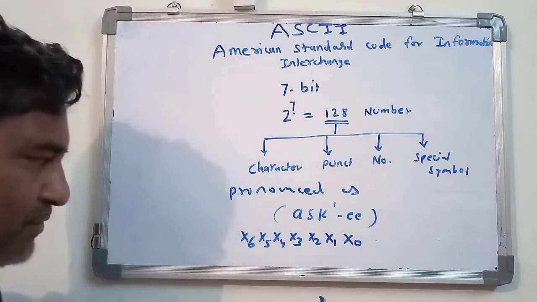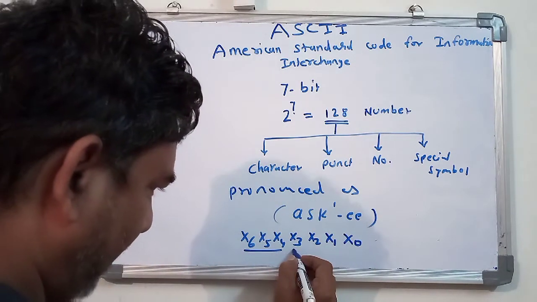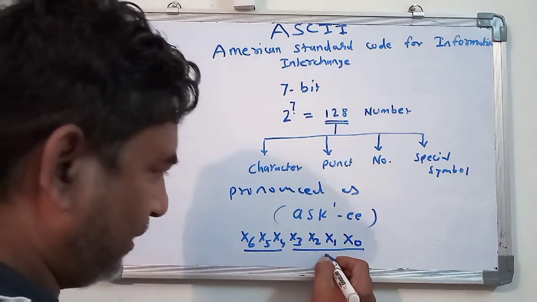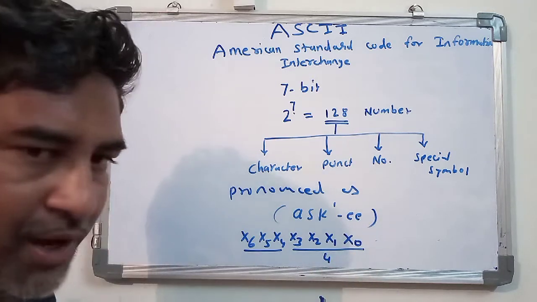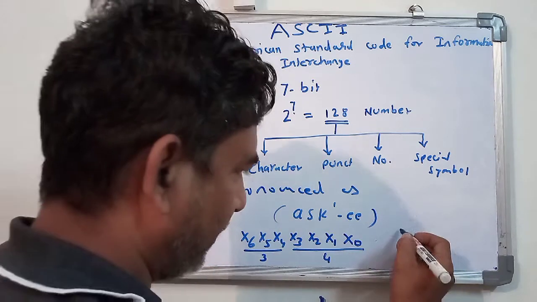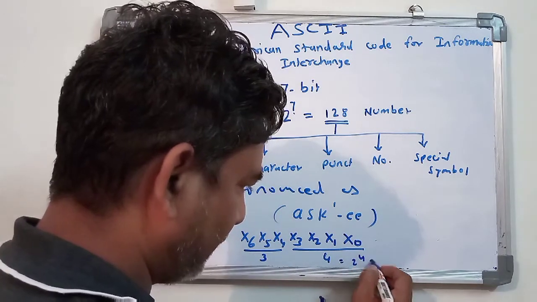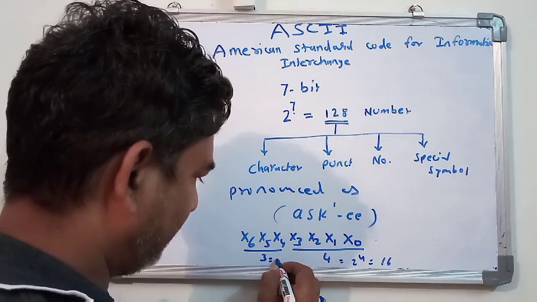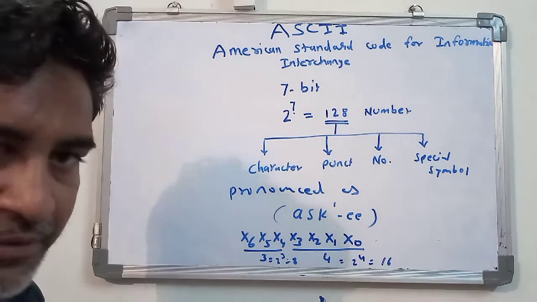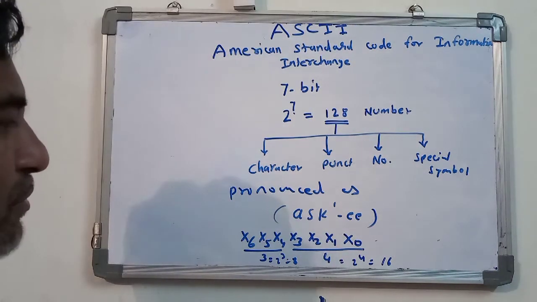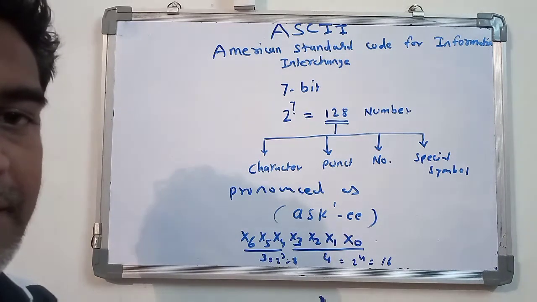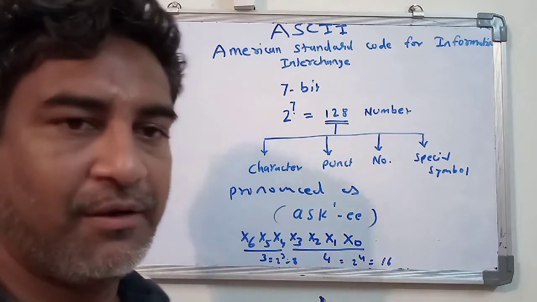Now, very first this 3 and this 4 have to be separated. This 4 gives you the first value and this 3 gives you the second value. This 4 means 2 raised to power 4 is equal to 16, and here 2 raised to power 3 is equal to 8. Now you have to plot the table. For plotting the table, we have to take one example of how ASCII converts the number into the form of ones and zeros.